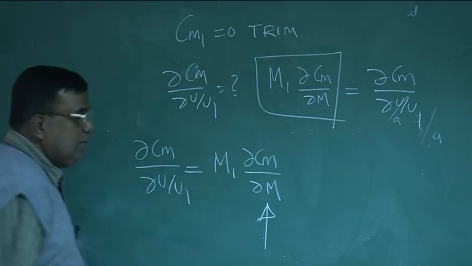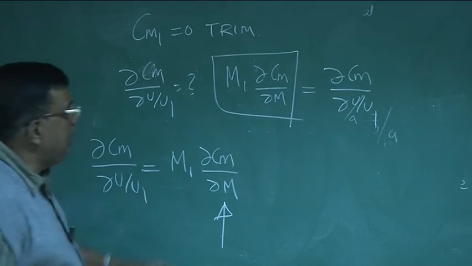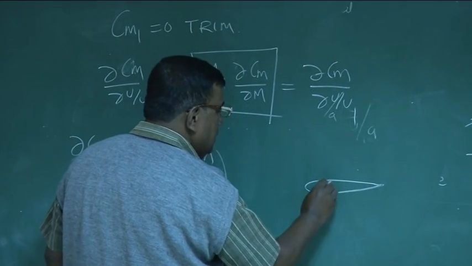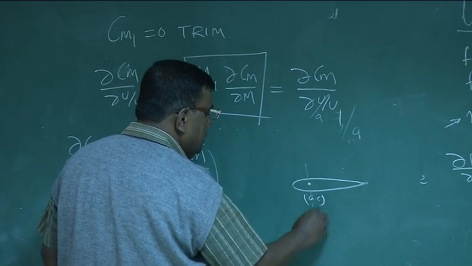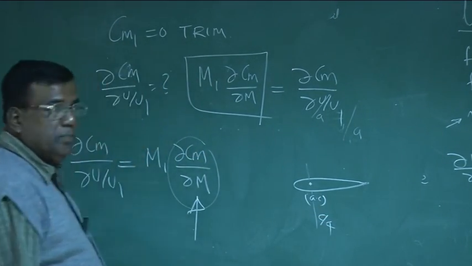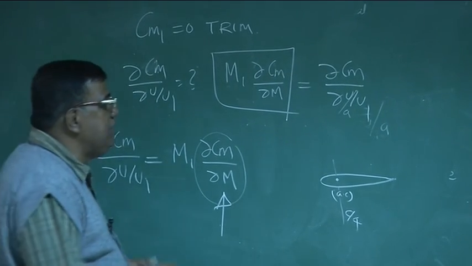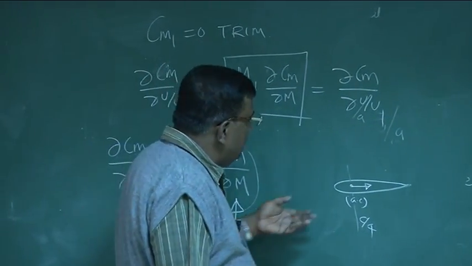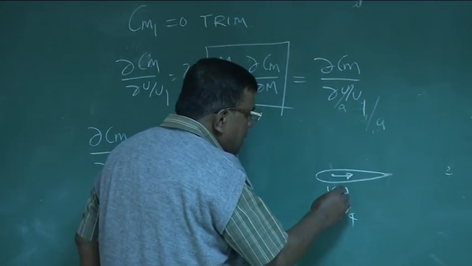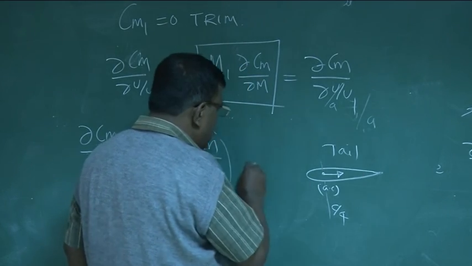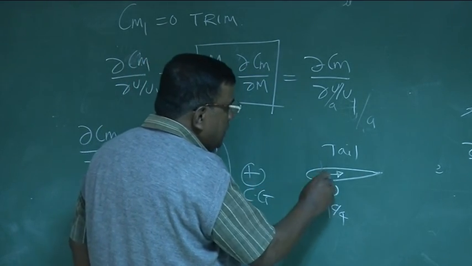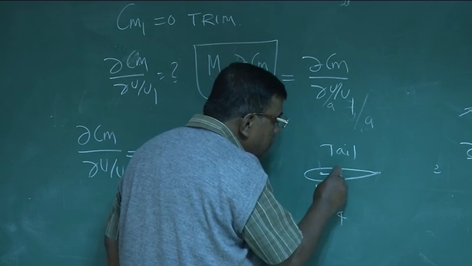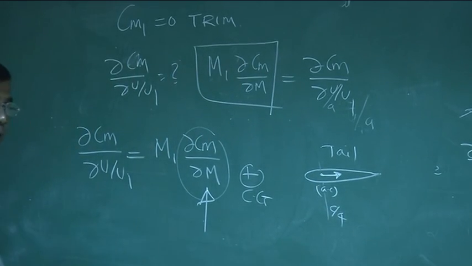And this is a very, very important parameter. What is dCm by dM? Remember, if this is the tail, the AC of the tail is somewhere here. It's at c by 4 for subsonic speed, right? As we go supersonic, high speed, this AC goes backward. At low speed, the AC of the tail, assume the CG is somewhere here on the aircraft, is here. As we increase the speed and go supersonic, the AC of the wing or tail moves backward. It tries to approach around 50% of the mean aerodynamic chord.